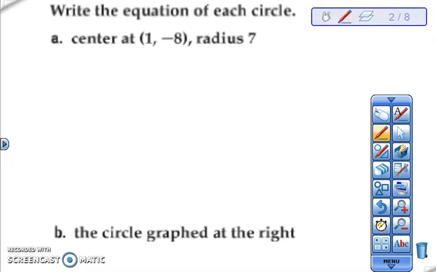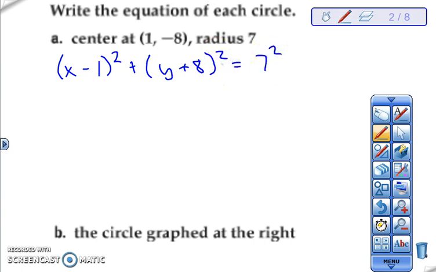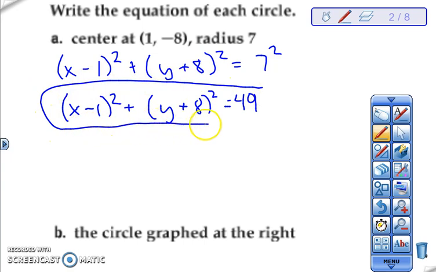So in order to write the equation, we need to know where the center is, we need to know how long the radius is, and literally we're just going to plug it in to that equation. Notice this is going to look an awful lot like the distance formula, but also the Pythagorean theorem. So (x − h)² + (y − k)² = r². We get a plus 8 instead of a minus 8 because if I subtract a negative, it makes it positive. So if we simplify as much as we can, we get (x − 1)² + (y + 8)² = 49.